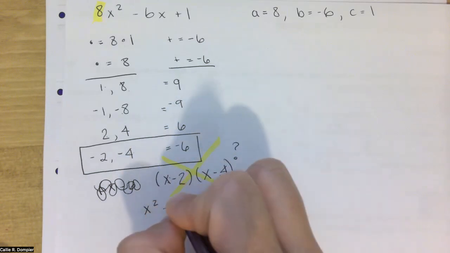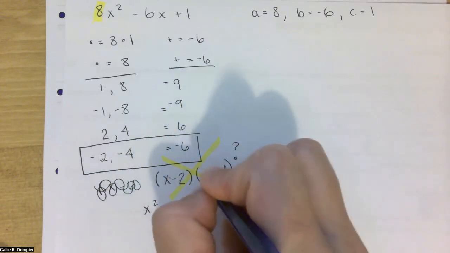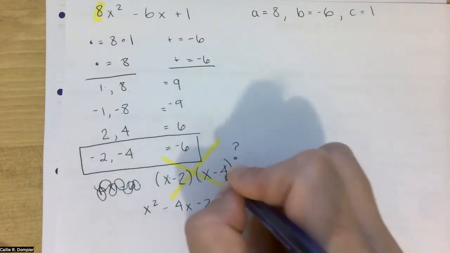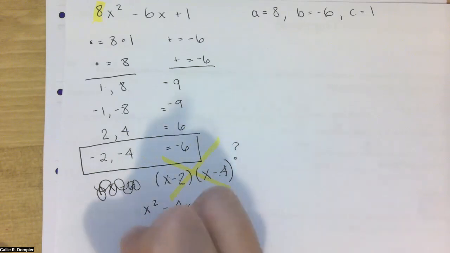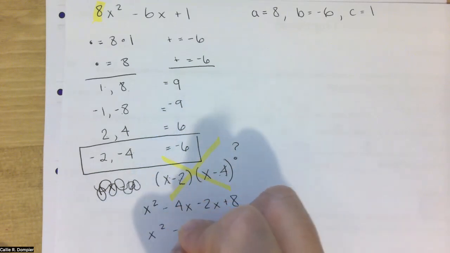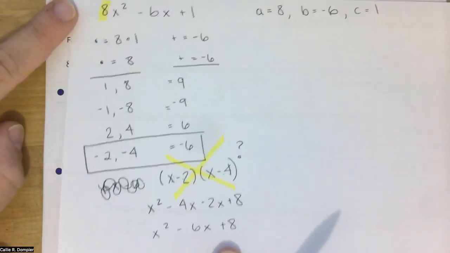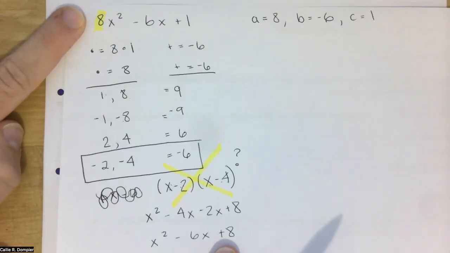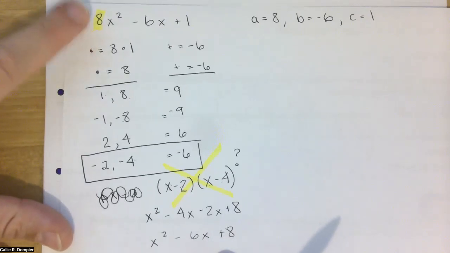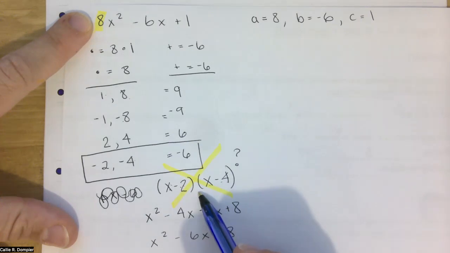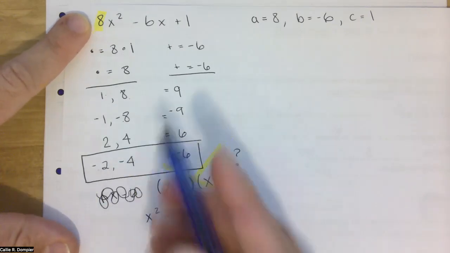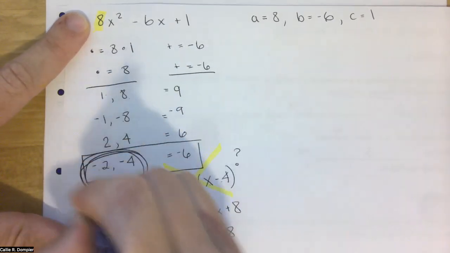X times x is x squared. X times -4 is -4x. -2 times x is -2x. -2 times -4 is +8. So that's x squared minus 6x plus 8. That does not give us what we originally had. Kind of gives us a backwards version of it, right? So if A is not equal to 1, we cannot do this step. We know it's -2 and -4, but we're not finished.